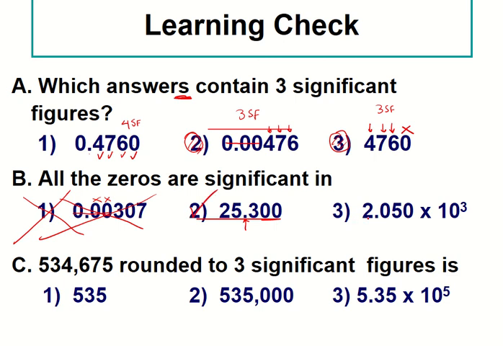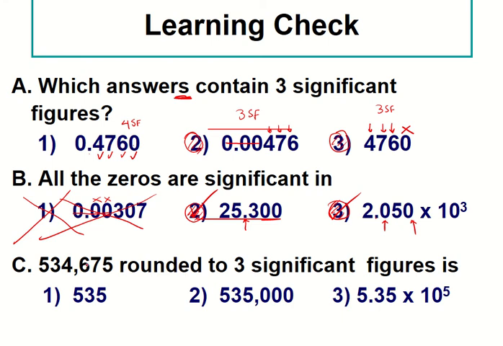Last one, 2.050. Zeros in the middle, we count them as sig figs. The 0 at the end with a decimal, again, as you see here, we have this rule: a 0 at the end with a decimal, we count it as a sig fig. So all zeros are sig figs. So the correct answers are 2 and 3.